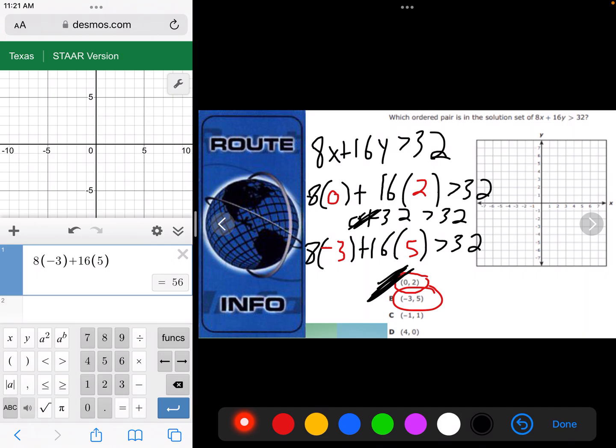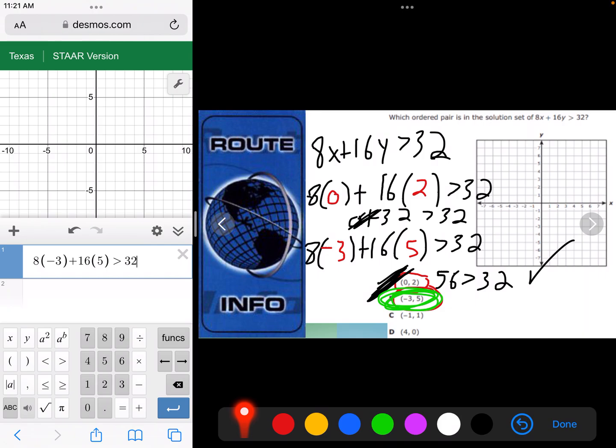Now, a quick note, if you do it like this, it's going to be an error. You're not allowed to graph inequalities, so you can't do that. However, if you just type in the left side and simplify it, you get 56. So this becomes 56 is greater than 32. Is that a true statement or a false statement? Well, that is true. Because there's only one answer, we're done, and B is the answer.